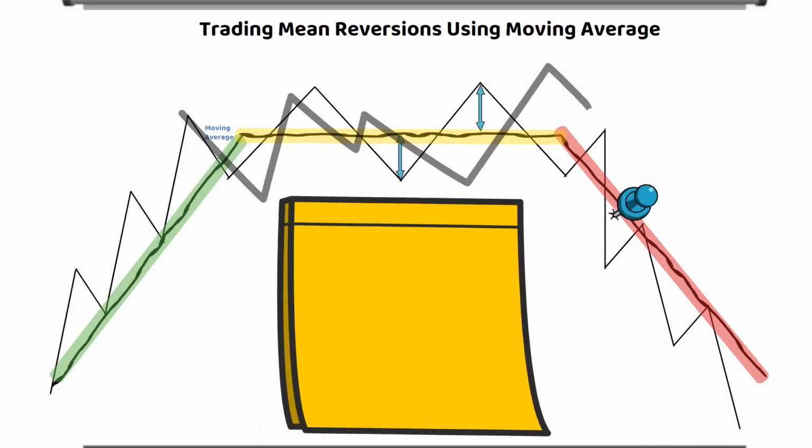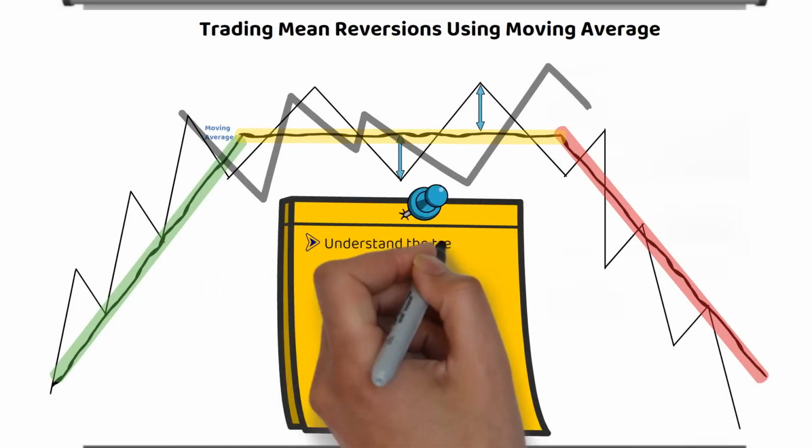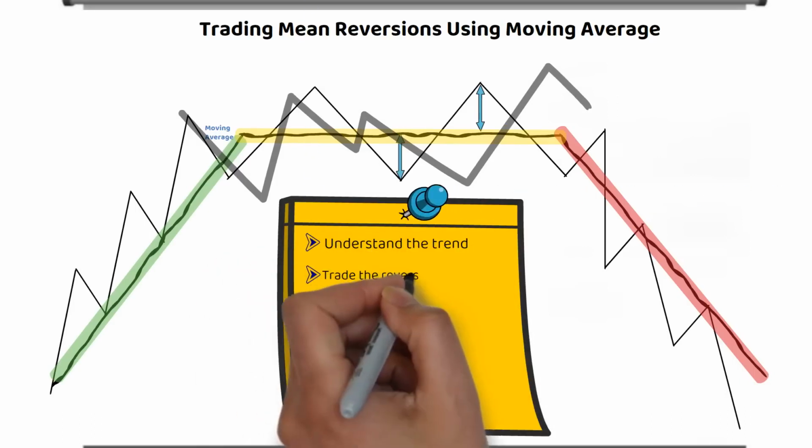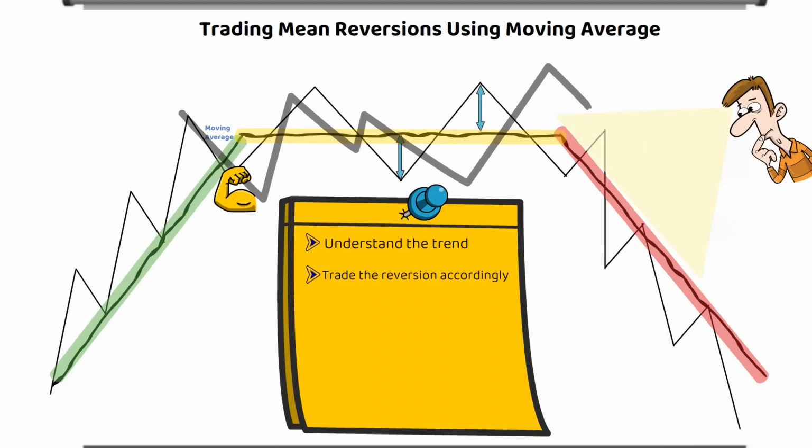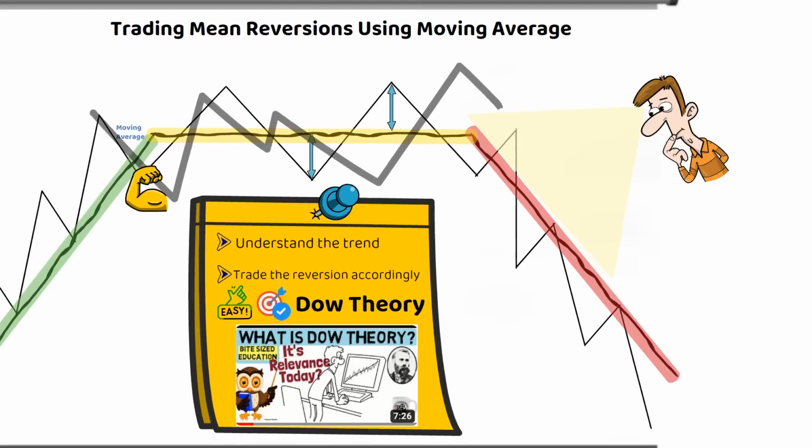The key while trading mean reversions using moving averages is to understand the trend and trade the reversion accordingly. The trend is the force and the bigger picture that one must always keep in mind while trading mean reversions. One easy yet effective way to determine the trend is using Dow theory, a topic that we have covered in detail in one of our earlier videos.